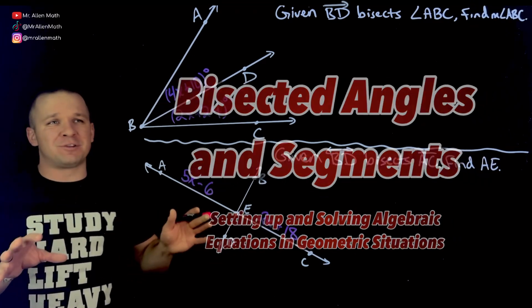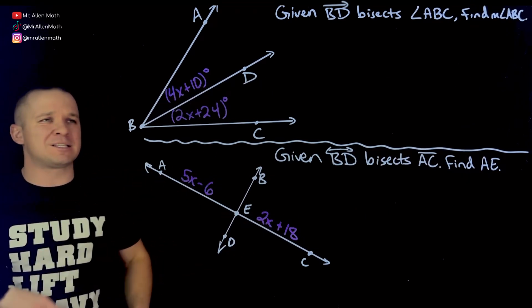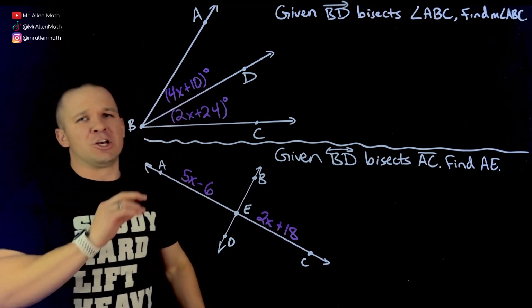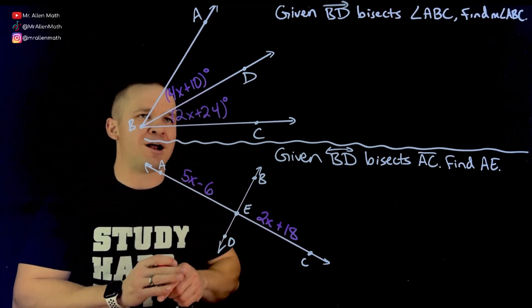bit of algebra. Okay, my favorite thing, combine algebra, geometry, best combo of all time. Michael Jordan, Scottie Pippen, spaghetti, meatballs, algebra, and geometry. It's the best.